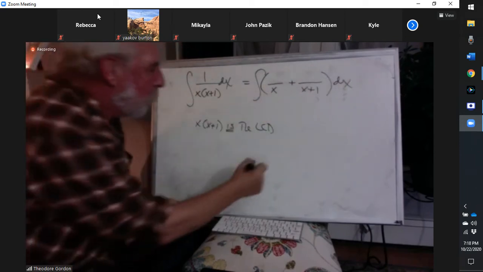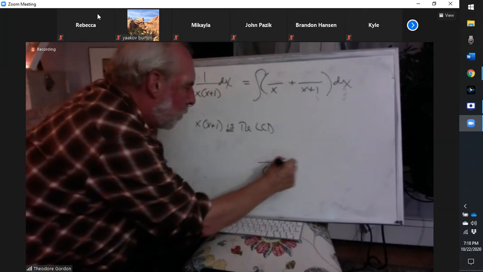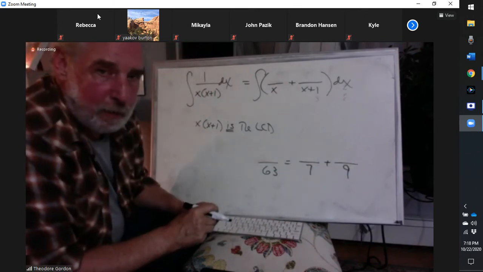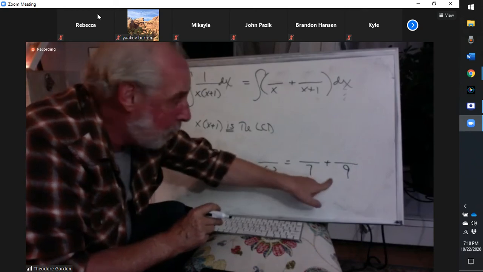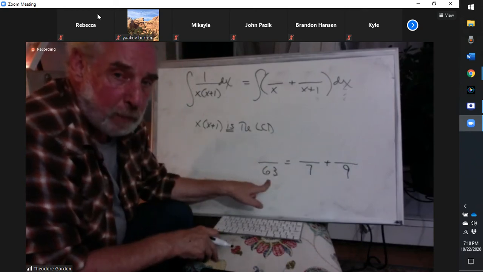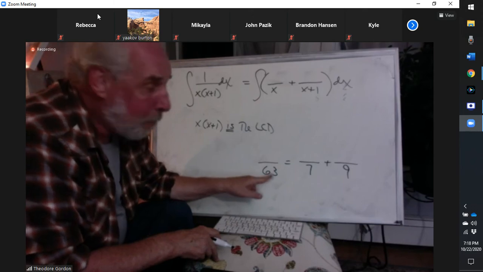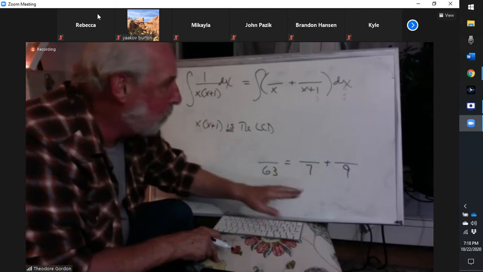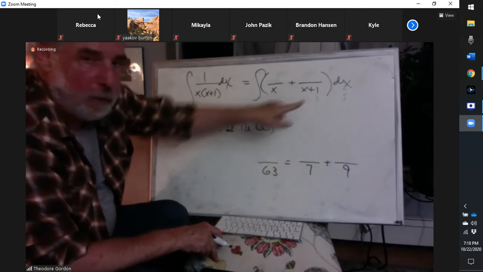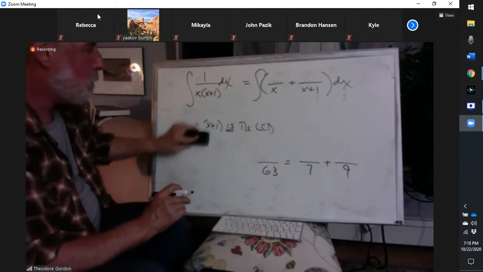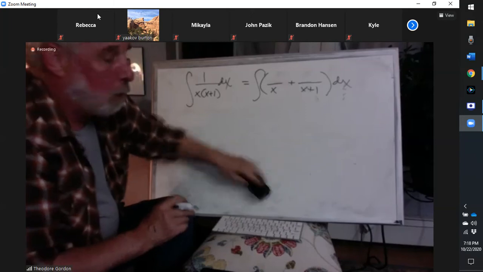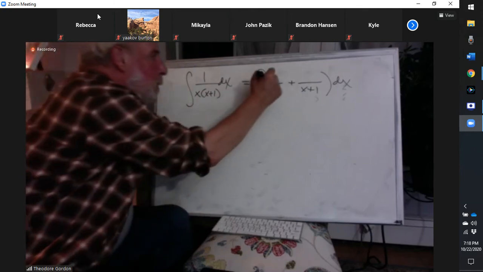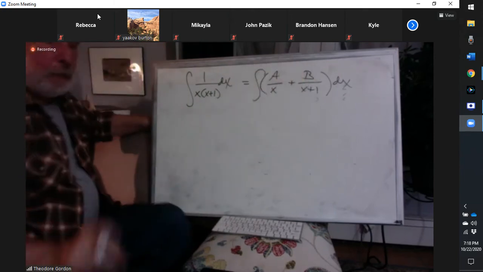If you add these, just like when we added these two fractions together, because they have nothing in common, the common denominator is 63. 63 decomposes into two factors with nothing in common. So these two factors will decompose into here, right? What we need to do to finish this problem is figure out what the numerators are on the top. We don't know. So we're going to call this A and we're going to call this B.